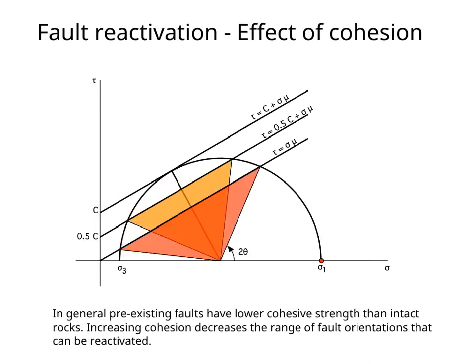In general, pre-existing faults are weaker than intact rocks. The fault has lower cohesive strength C due to fault gouge development. This contributes to lower fault strength as shown by these failure envelopes with 1.0, 0.5, and 0 cohesive strength, C. A decrease of cohesive strength contributes to a larger range of fault orientations, which can be reactivated. This is illustrated by the orange triangle for 0.5 C, and the red triangle for C equals 0.